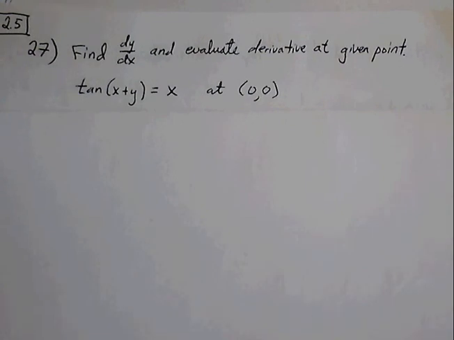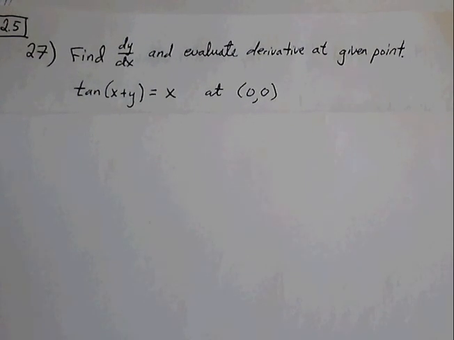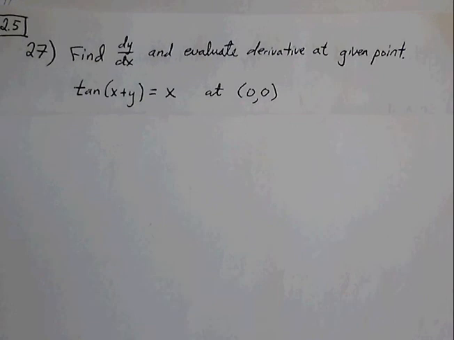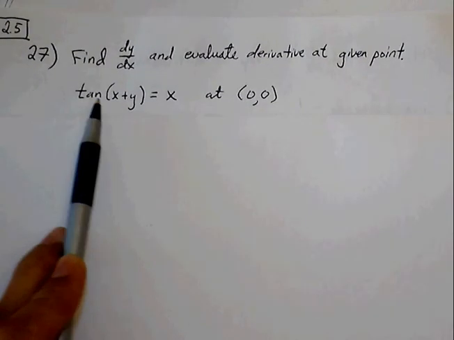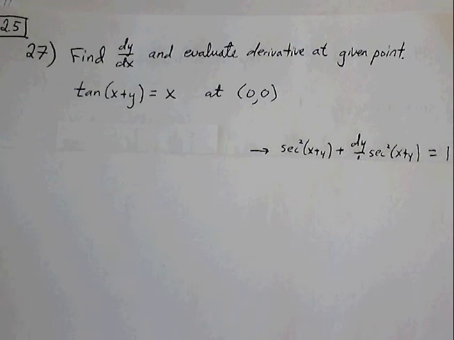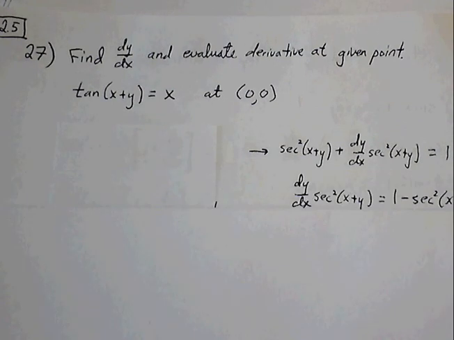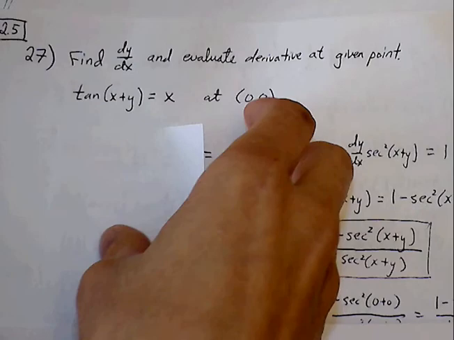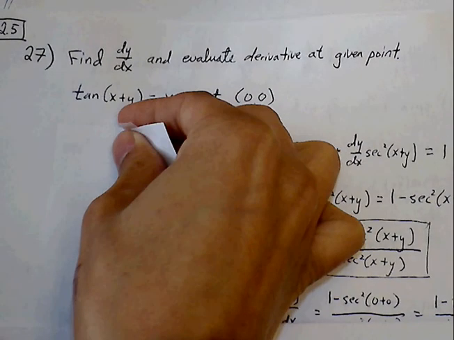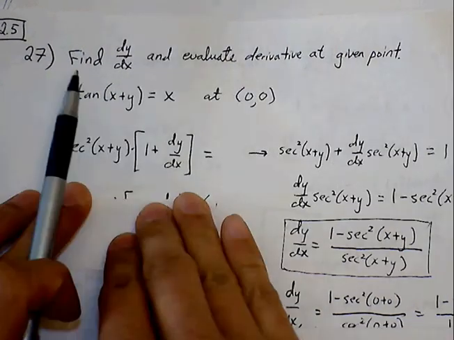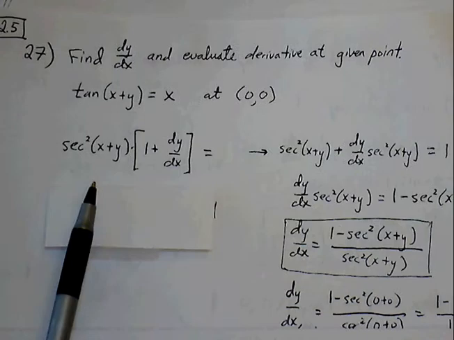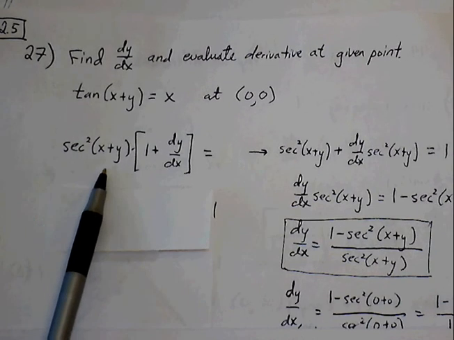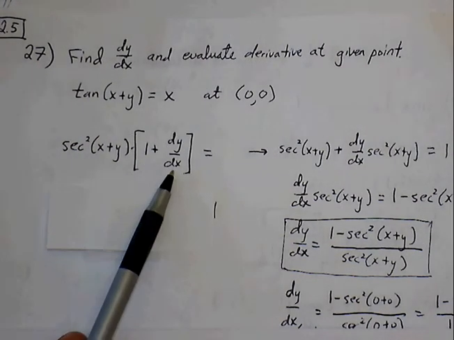One final problem, number 27 from section 2.5. Find dy dx and evaluate the derivative at a given point. So tangent of u becomes secant squared of u times u prime, so that's what we do here. Okay, so secant squared of u times u prime, so x becomes 1, y becomes dy dx.